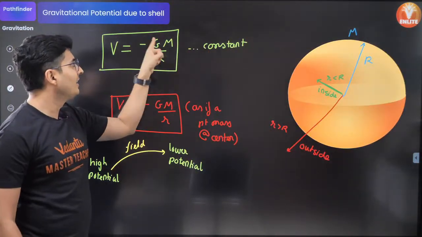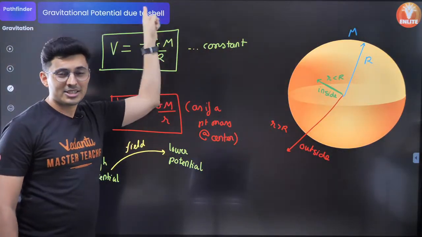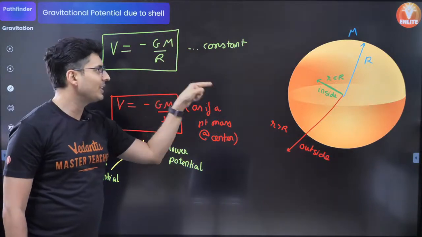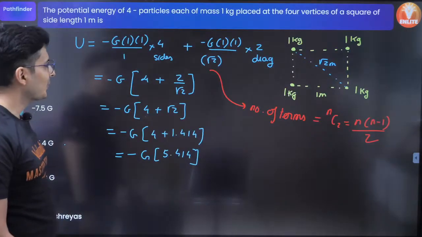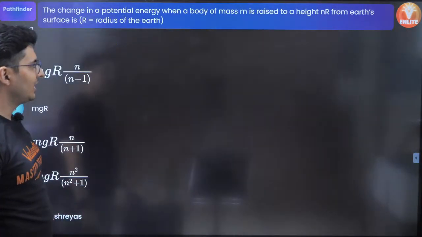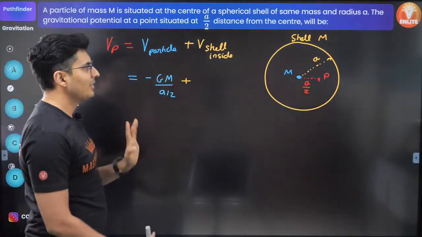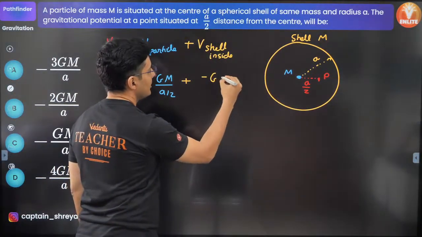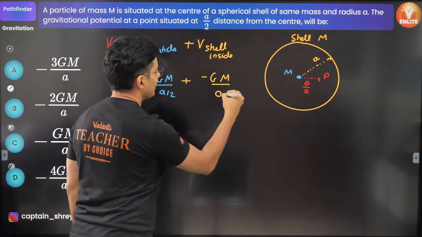When you are inside, it is constant for a shell. It is minus GM by the radius of the shell. So it's not 0, guys. Some of you thought that it will be 0, maybe, but it is not 0. It will be minus GM by the radius, which is a.